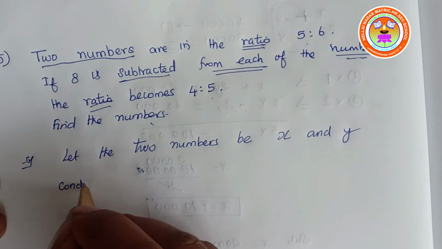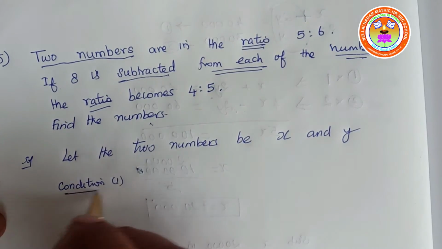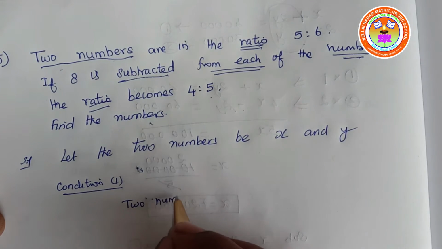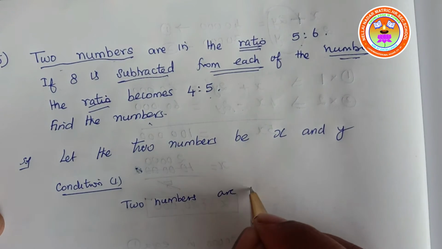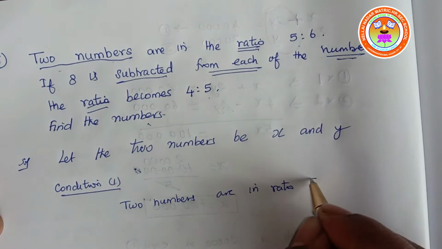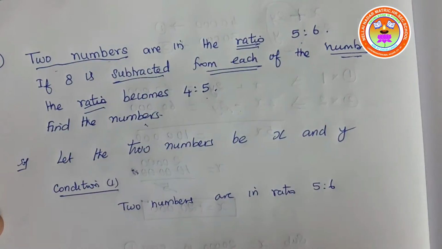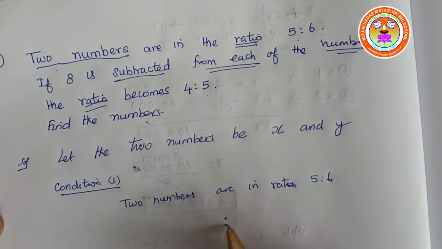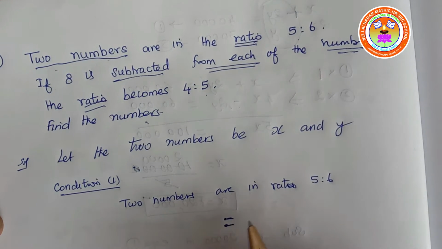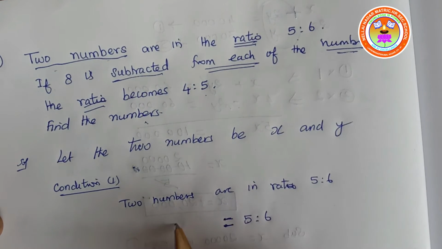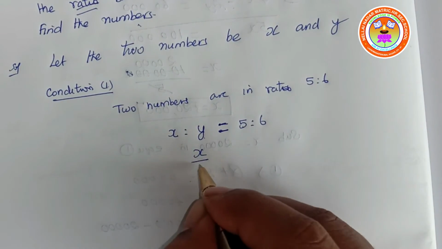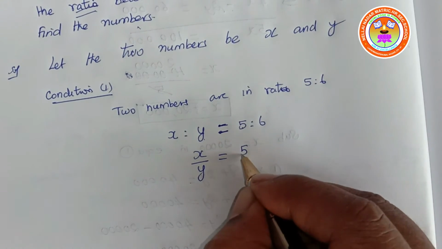Condition 1: two numbers are in the ratio 5:6. I consider the first number as x and the second number as y. So x is to y equal to 5:6. I can write x by y as a fraction equal to 5/6.